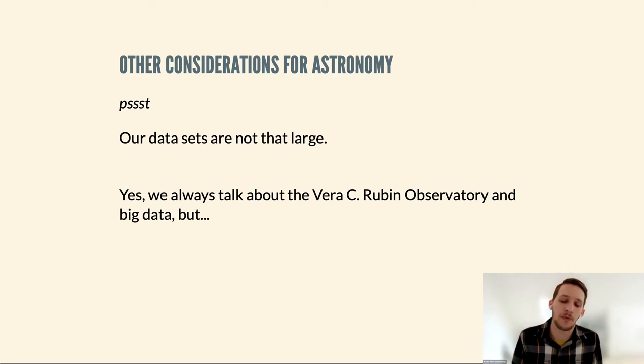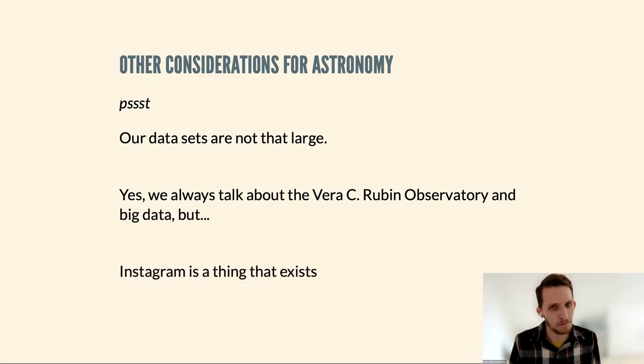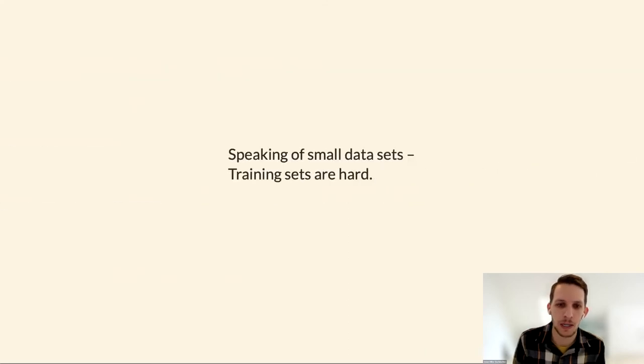And it is true, it has a very large camera and there will be a lot of data, but Instagram is a thing that exists, right? Instagram is a thing that exists in the world. And so are so many other things. And people working at the cutting edge of machine learning, they have way more data than we have as astronomers, okay? That's another distinction to think about as you consider applying some of these models to your own data sets, okay?